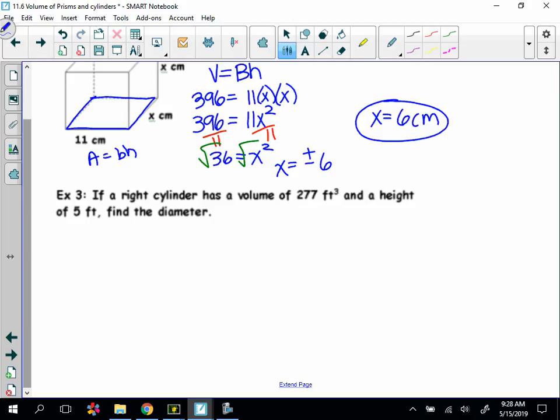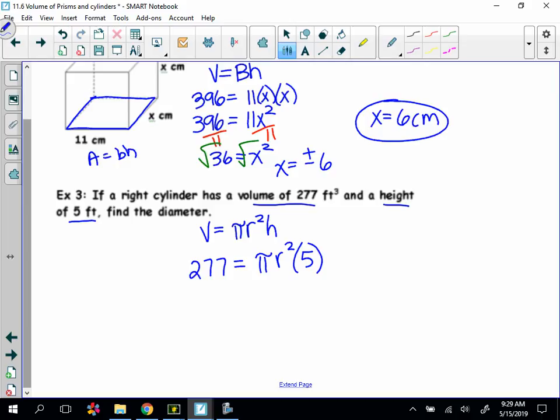Okay, we are dealing with a right cylinder. We know the volume. So start with your formula. Volume equals pi r squared h. So let's plug in what we know. We know the volume is 277. So pi, I don't know the radius, but I know the height is 5. So I need to keep r squared in my equation, and then plug in my height.